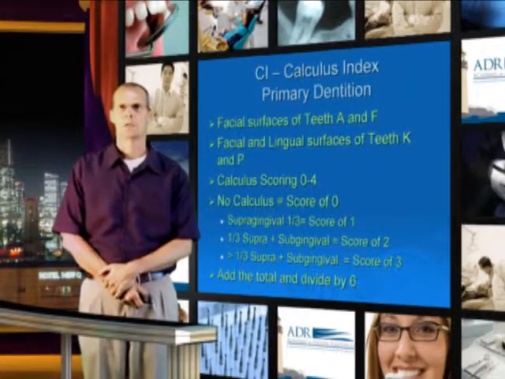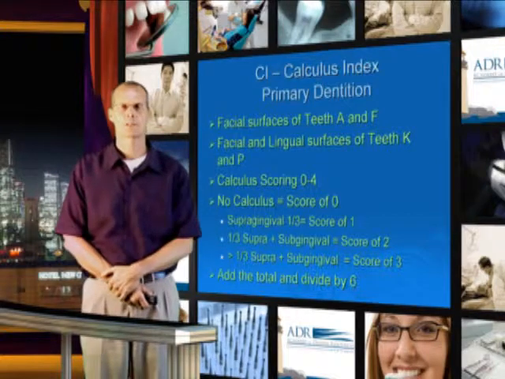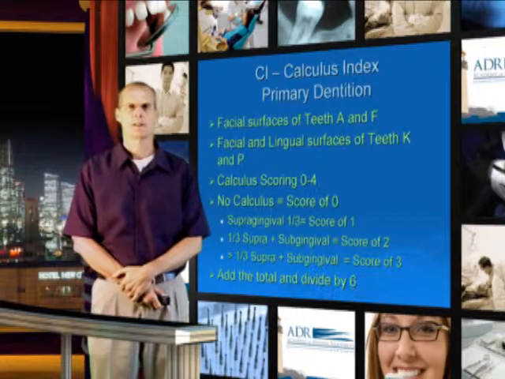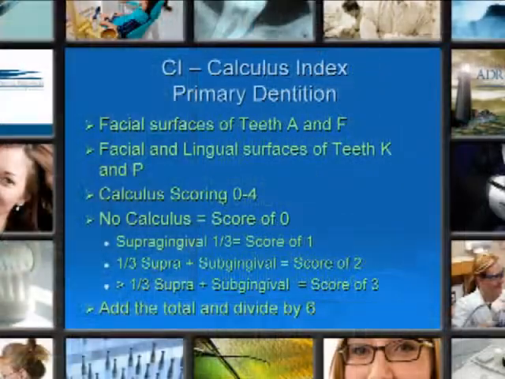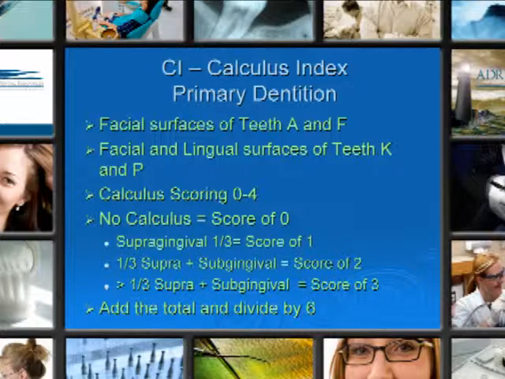The calculus index in the primary dentition, you don't see this very often, but it is there and it should be scored. We're going to look at the facial surfaces of teeth A and F, the facial and lingual surfaces of teeth K and P. The calculus scoring 0 to 4: no calculus gets a score of 0, supragingival 1/3 is a score of 1, 1/3 supra plus subgingival is a score of 2, and greater than 1/3 supra plus subgingival is a score of 3. Add the total, divide by 6.